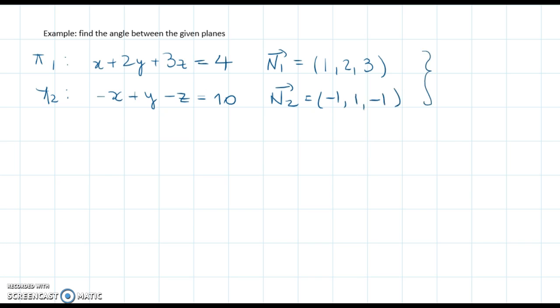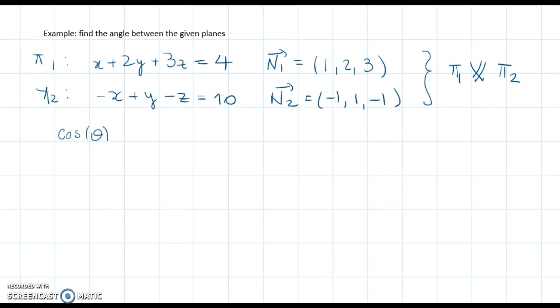Note that the planes are not parallel, since the normal vectors are not parallel. So they are going to intersect, and then we're going to be able to find what is the angle between them. To find the angle between two vectors, we could use either the cosine and the dot product, or the sine and the vector product, and of course we're going to use the dot product because it's easier.